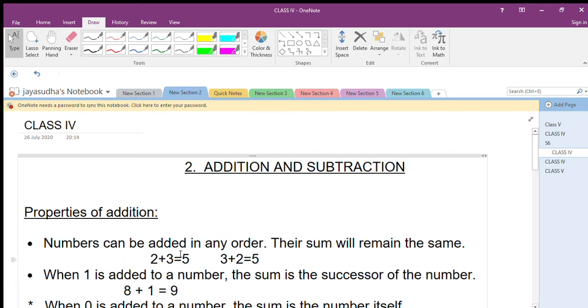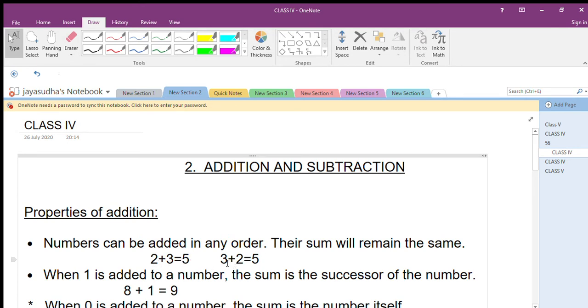Numbers can be added in any order. The sum will remain the same. What is the meaning of that, children? Listen. For example, 2 plus 3. What is your answer, children? 5. 2 plus 3 is 5.